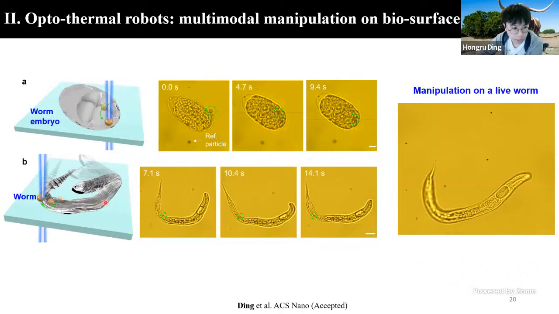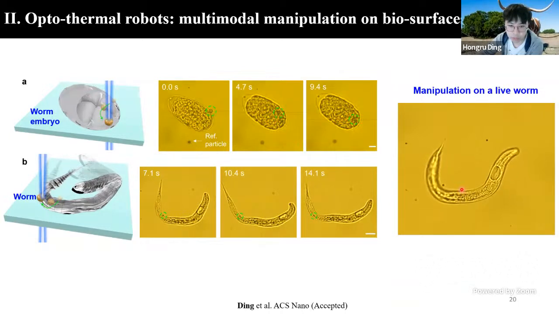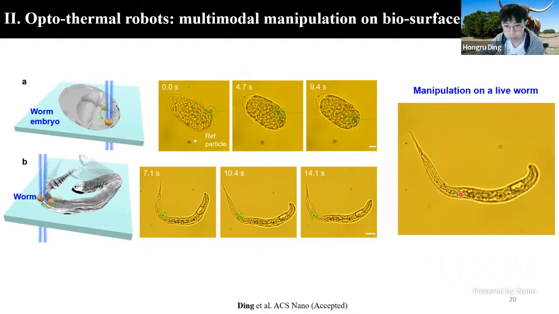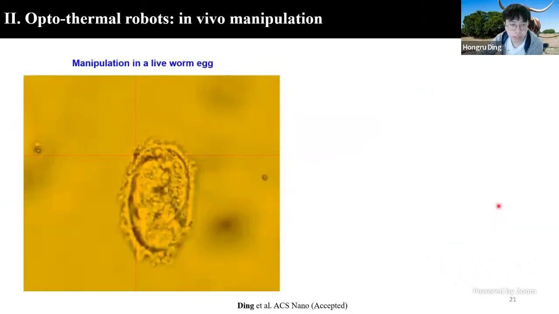And more exciting thing is that there's a live worm, and we can manipulate the silicon nanoparticle on top of it. And there's a video, so we can have a more straightforward impression of it. So we bring the silicon nanoparticle on top of it and then move it around. And meanwhile, the worm is still moving around.